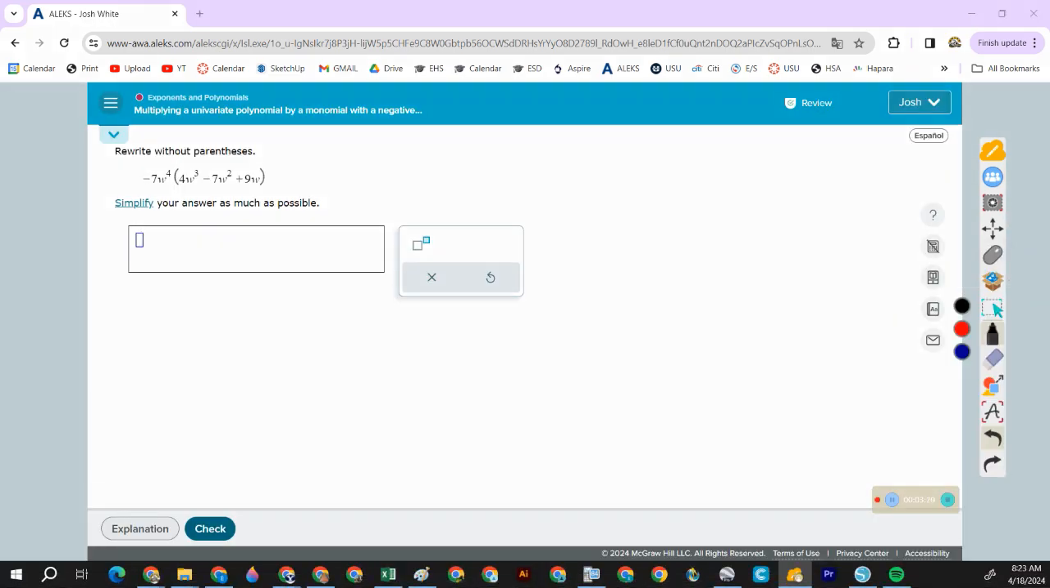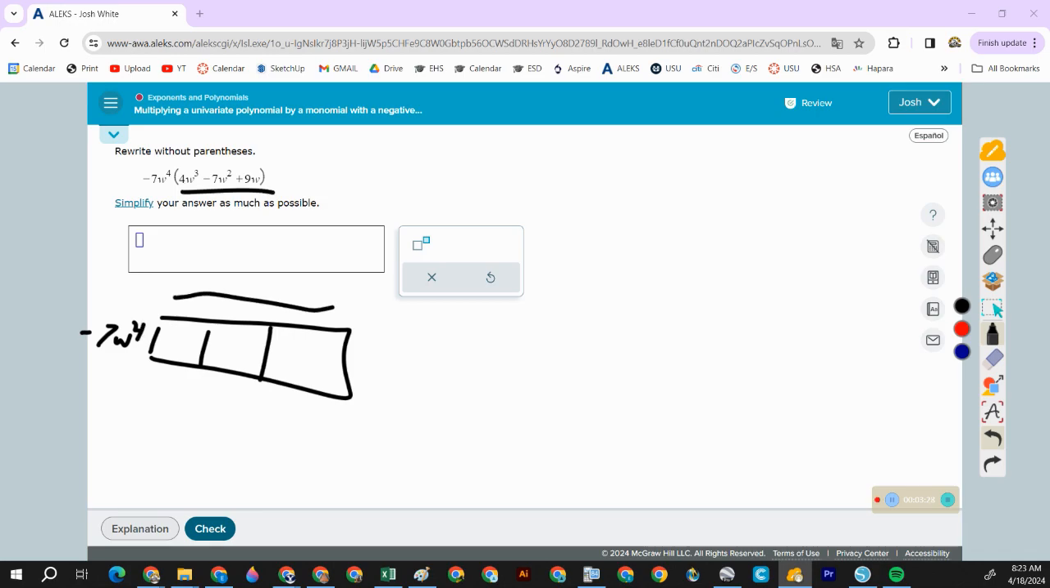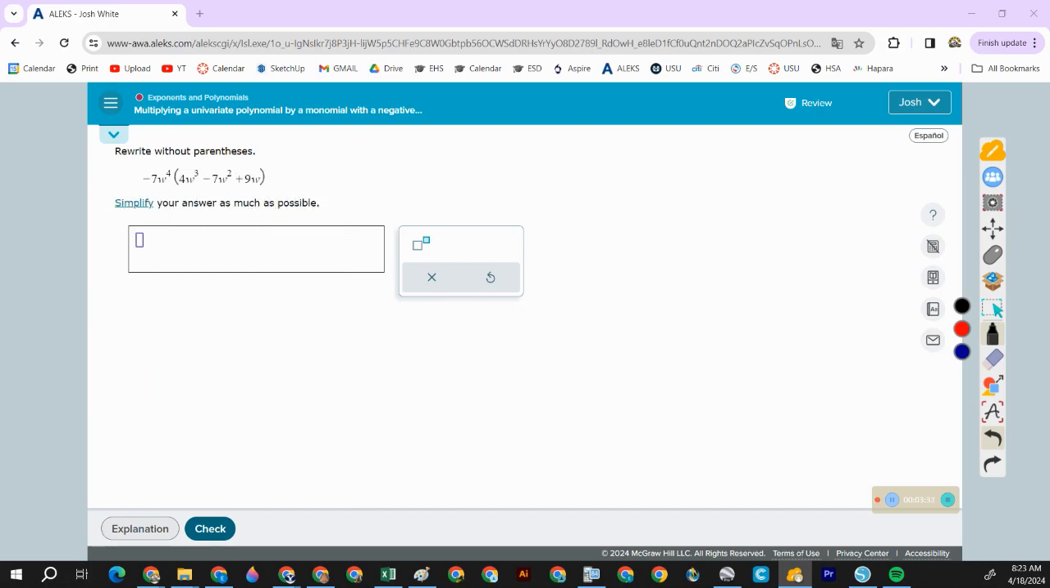So we could build a box here, but the box is going to look like this, with negative 7w to the fourth, and then all of that's just going to sit here. And so there's really no point in doing a box if you just have one term on this side. We're just going to distribute this through. Negative 7 times 4 is negative 28, and w to the fourth times w to the third is w to the seventh.